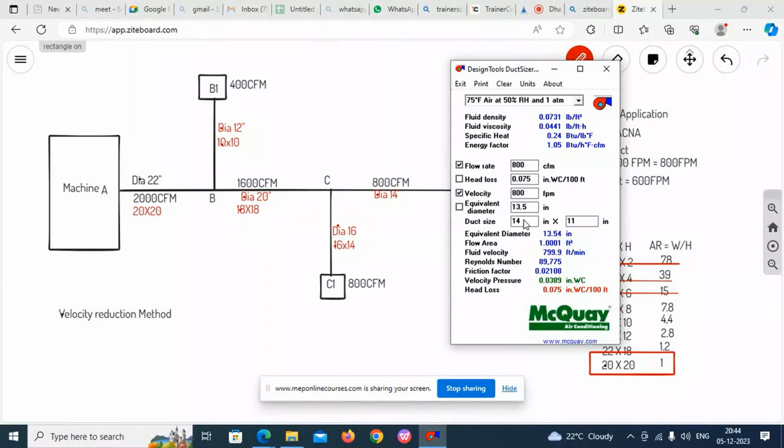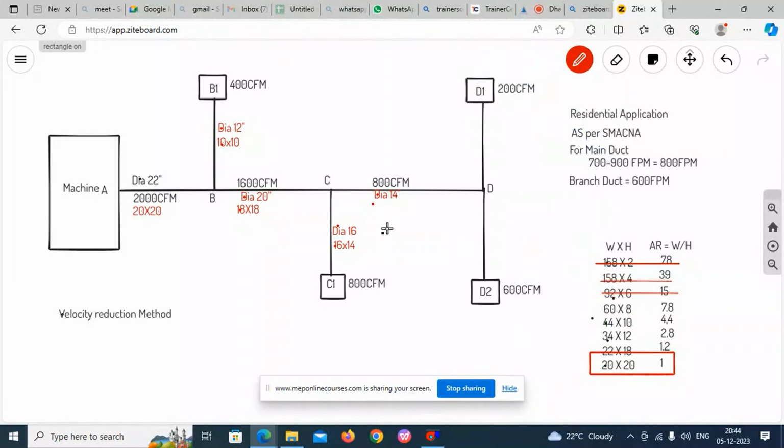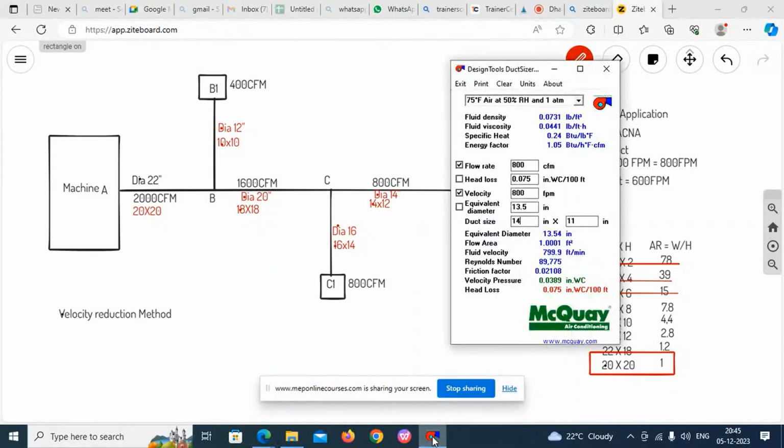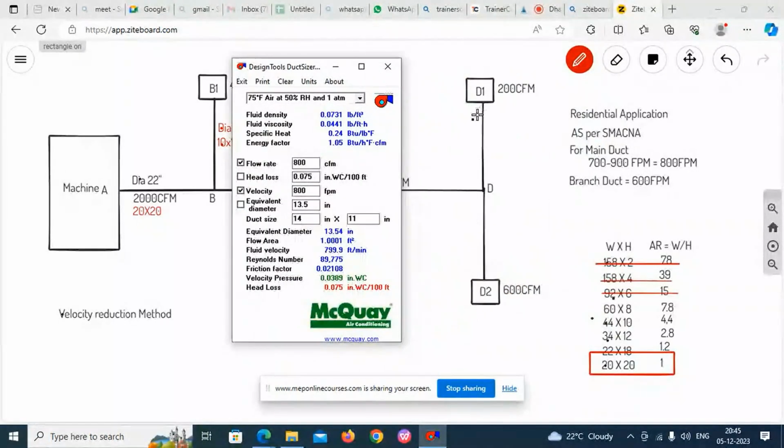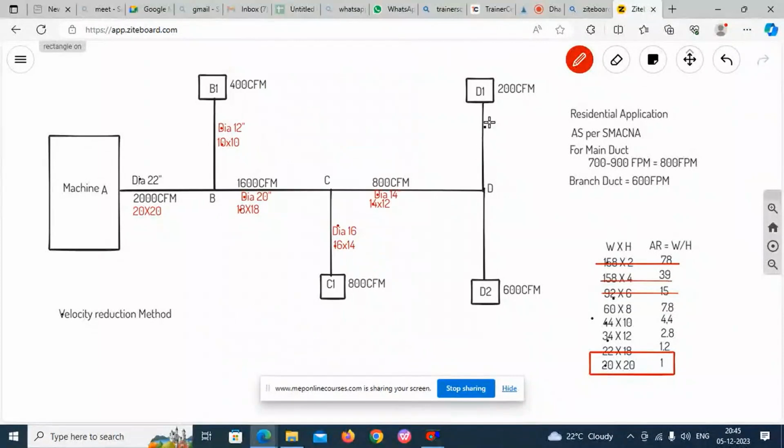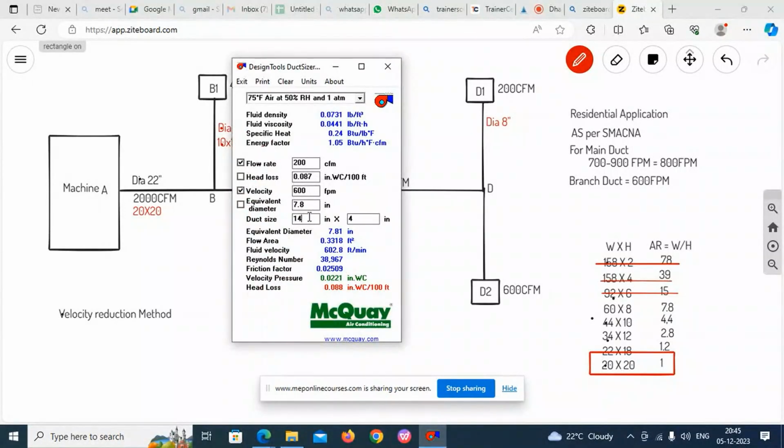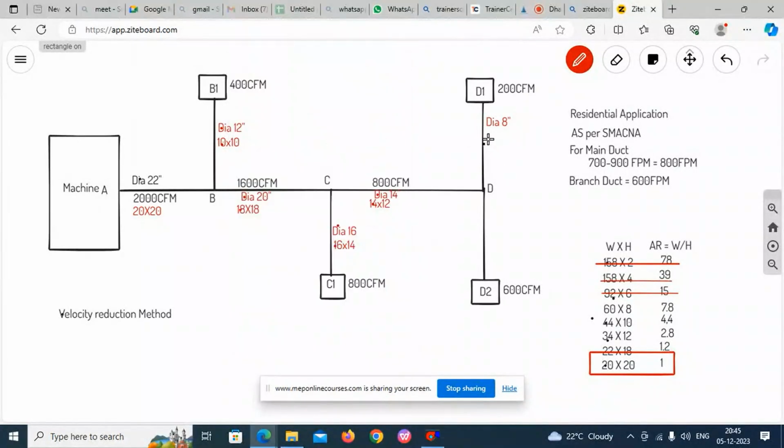Next, 14 by 12. 14 by 12 is the least one you will get. Next, D to D1. D to D1 is 200 CFM and 600 FPM. So 7.8, dia 8 inch. And this is 8 by 6.